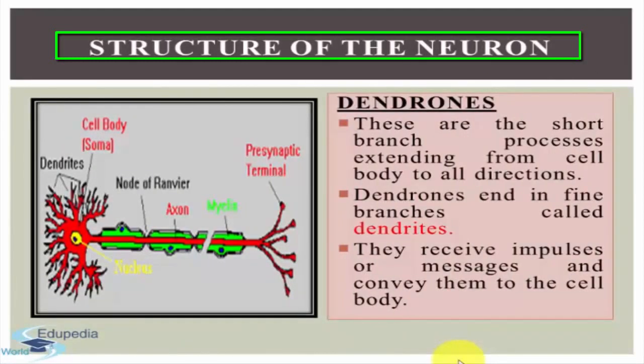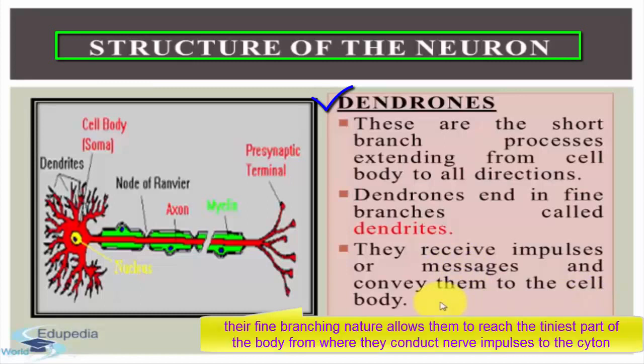Now we will discuss dendrons. These are short branched processes extending from the cell body in all directions. Dendrons end in fine branches called dendrites. They receive impulses or messages and convey them to the cell body. Also, their fine branching nature allows them to reach the tiniest part of the body from where they conduct nerve impulses to the cyton.